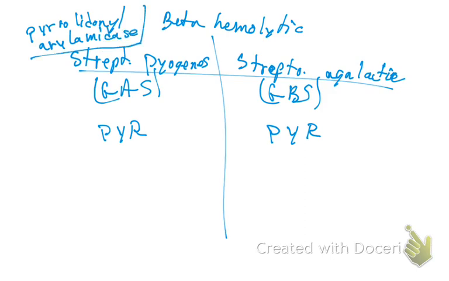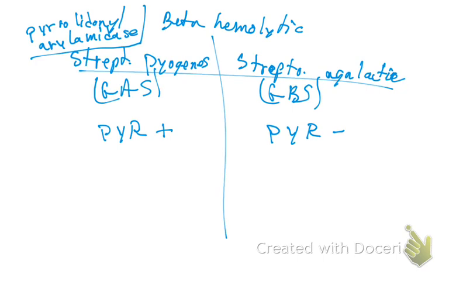Now, I do both tests. But how can I differentiate if it's Streptococcus pyogenes or agalactiae? Streptococcus pyogenes is going to be positive for the PYR test, while Streptococcus agalactiae is going to be negative for the PYR test.